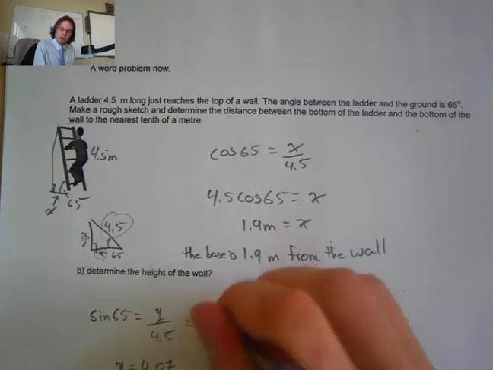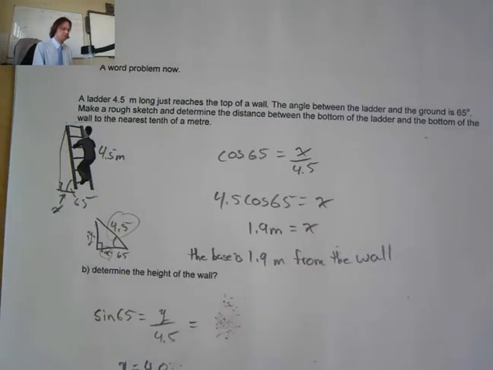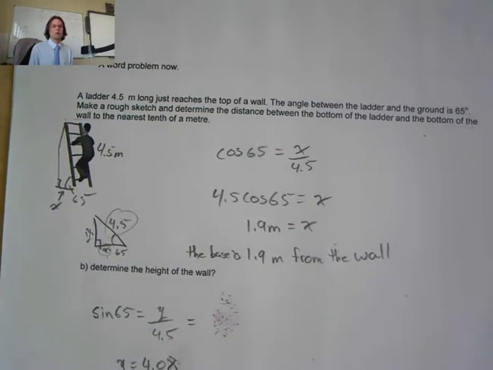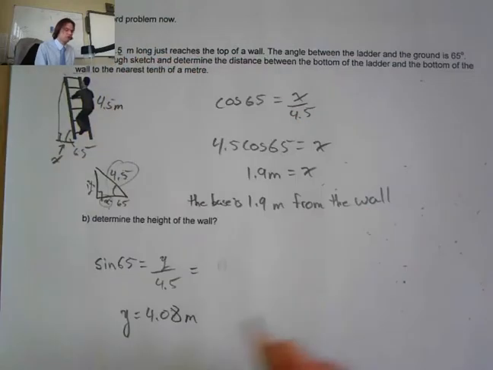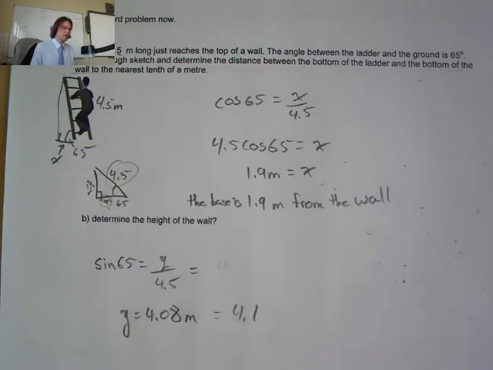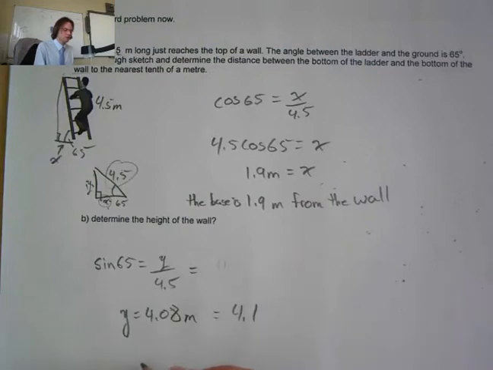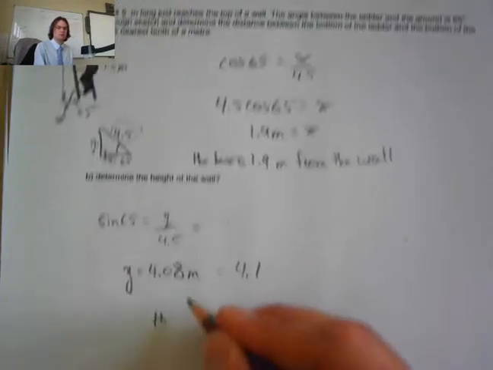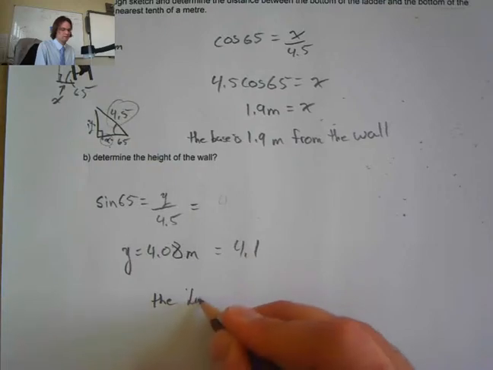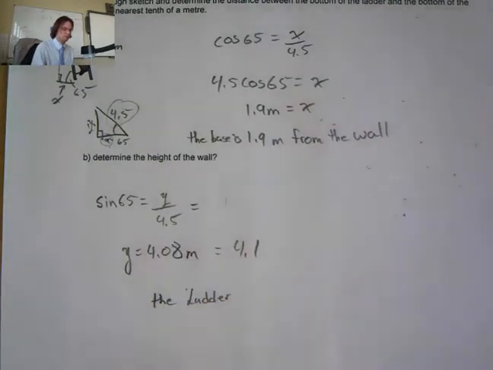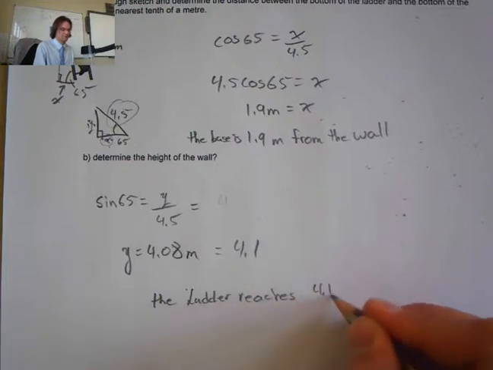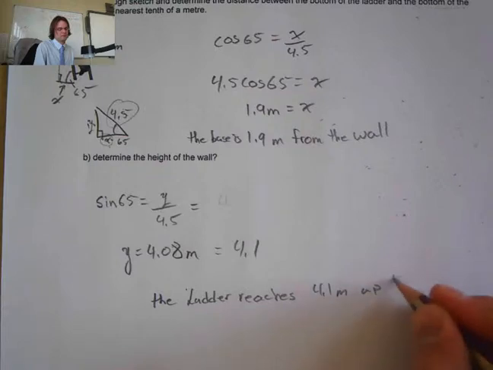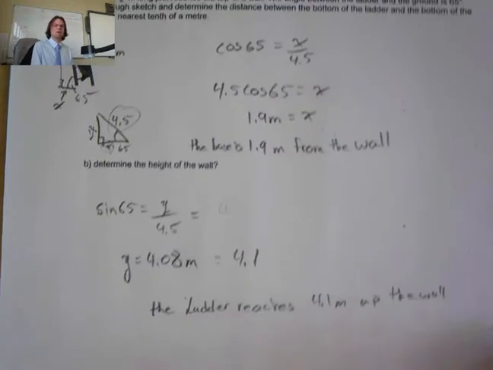Well, 0.9, 0.8. So 4.1 meters, in other words. So y is equal to 4.08 meters. But really here we have one decimal, so it should be 4.1. So the height the ladder reaches is 4.1 meters up the wall. Let's write this in. And there we go. That's it.